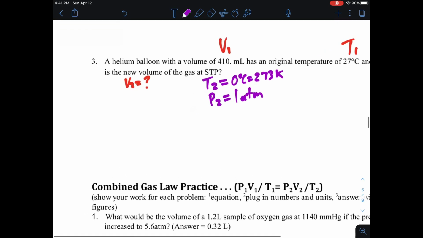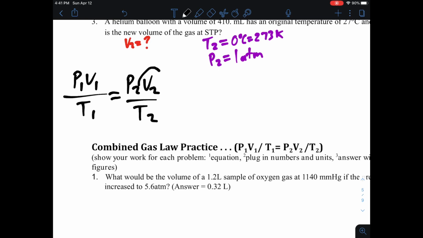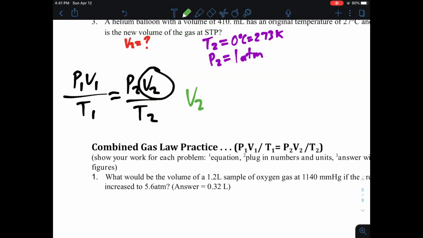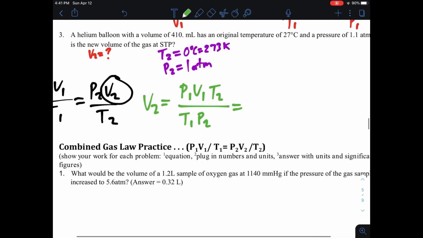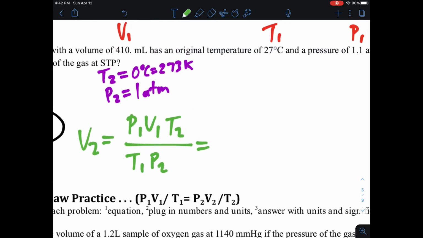Okay, let's use our equation and let's solve for V2. We've got our combined gas law, and we're solving for this thing right here. So isolate it. You should try this problem before I finish it off, just to make sure that you're doing things right. Now I have solved for V2 using variables alone. Let's plug in our values and units for each one of these variables.